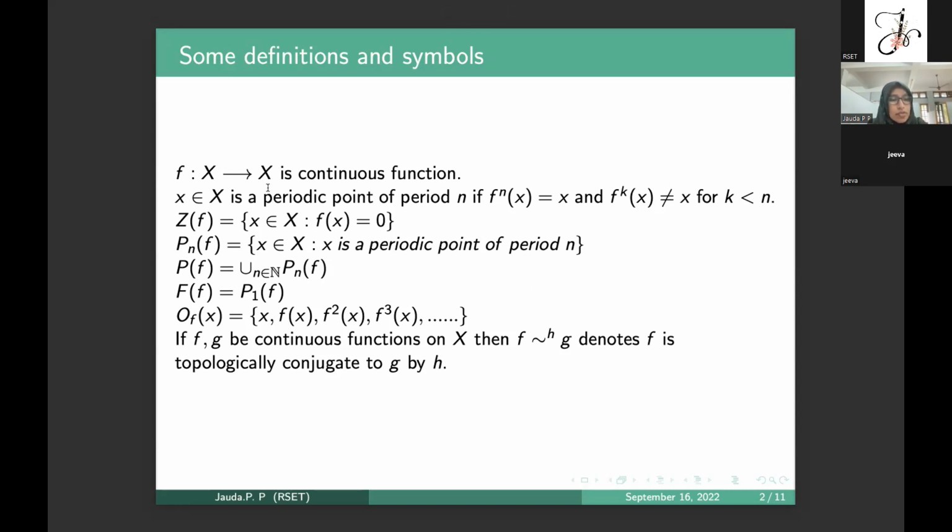Pn of F is the set of all periodic points of order N. P of F is the set of all periodic points of F. Fix of F is the set of fixed points of F, that is, the periodic points of order 1. O of X is the orbit of X, that is, the set of all points X, f of X, f squared of X, etc. Next is the symbol denoting that F is topologically conjugate to G, that is, H of F of X is equal to G of H of X.